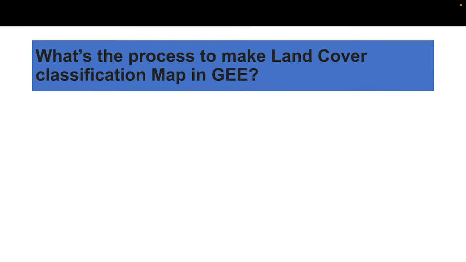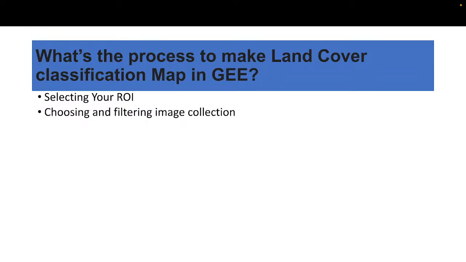So first of all, what is the process? The first step is selecting your study area, basically the area for which you want to make the land use land cover classification. After that, choose and filter the image collection. In this case, you can use Landsat, or if you want, you can also use Sentinel. Any image collection we can simply use, then filter it. This is the second step.